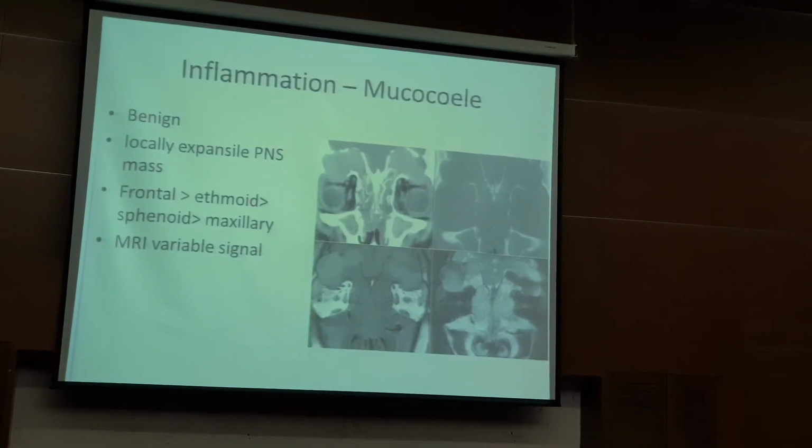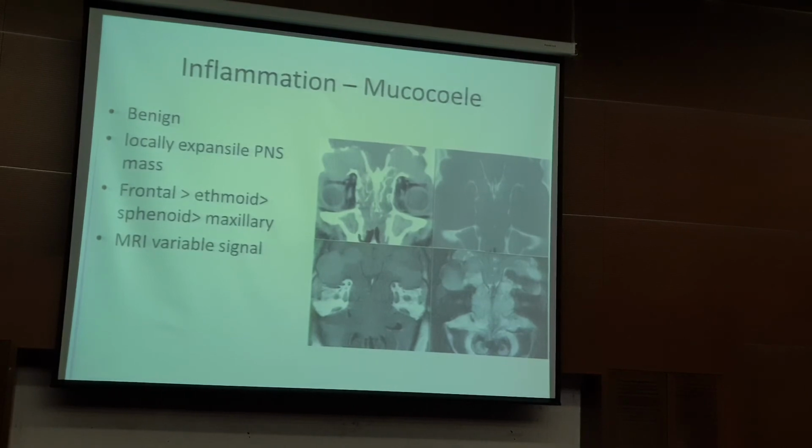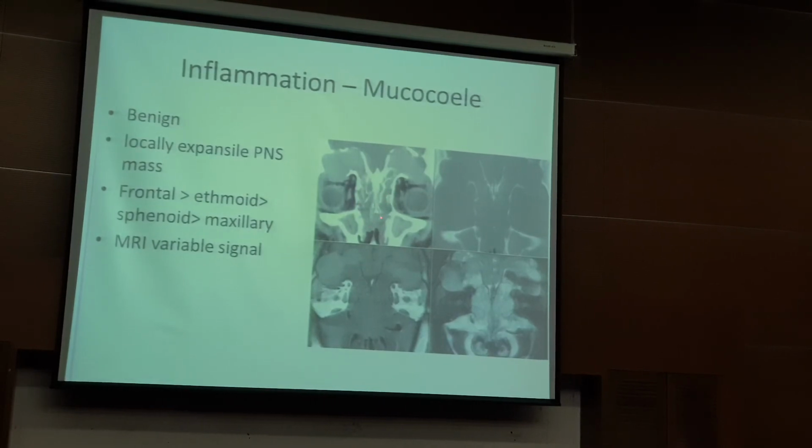Mucocele. This is a benign entity, a locally expansile PNS mass. It occurs most commonly in the frontal, followed by ethmoid, sphenoid, and maxillary sinus. MRI has a variable signal intensity. And here you can see that the bone is expanded and it has high content, hyperdense material within it. And you can see that it has caused polyposis within the maxillary sinus and the ethmoid sinus itself.